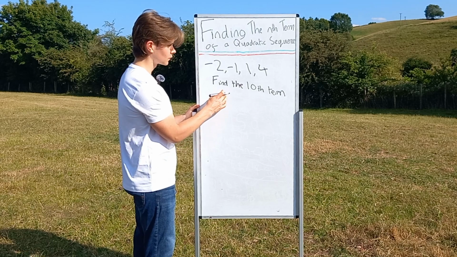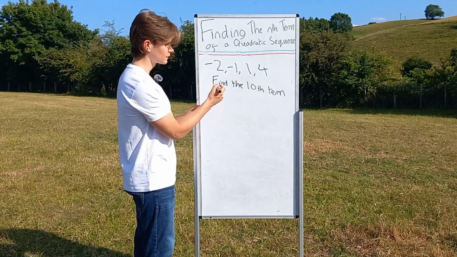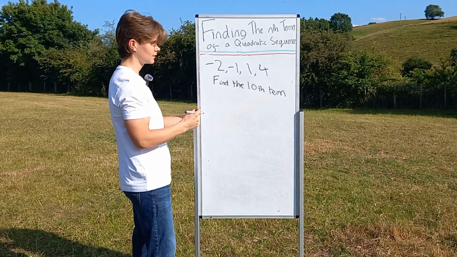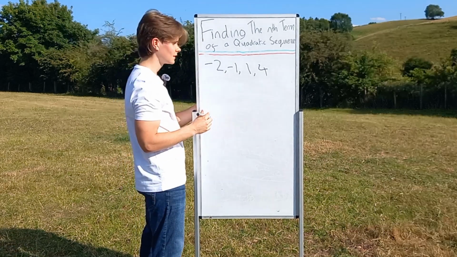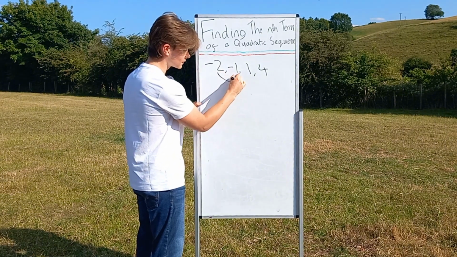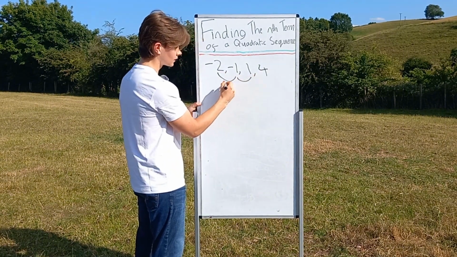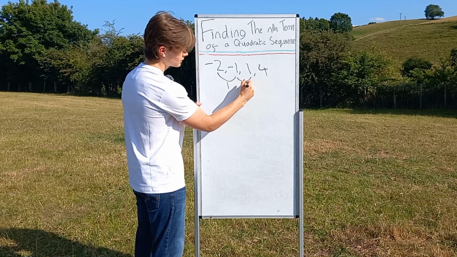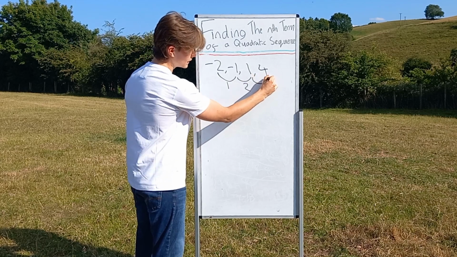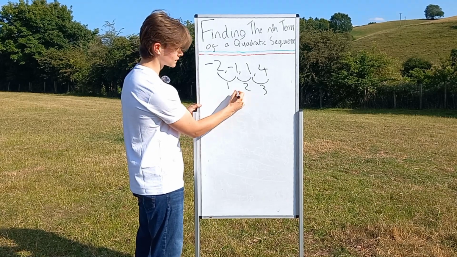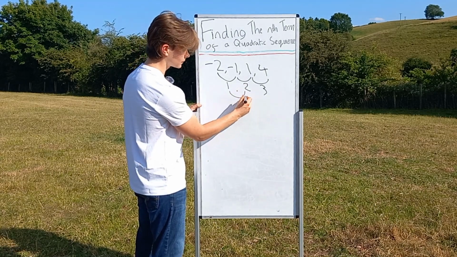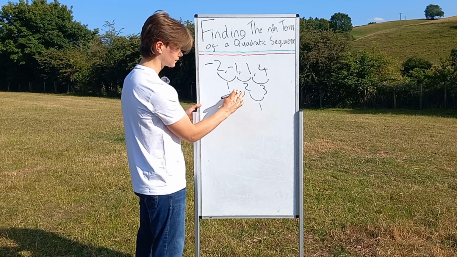Okay, so let's start with this one. Here's how to find the nth term of this quadratic sequence. So the first thing we're going to do is, I'm just going to rub this little bit right here, is I'm going to find the difference in between each of the numbers. So we're going to go plus 1 right here, plus 2, and then plus 3. And then I want to find the difference between these differences, which is going to be 1 and 1.